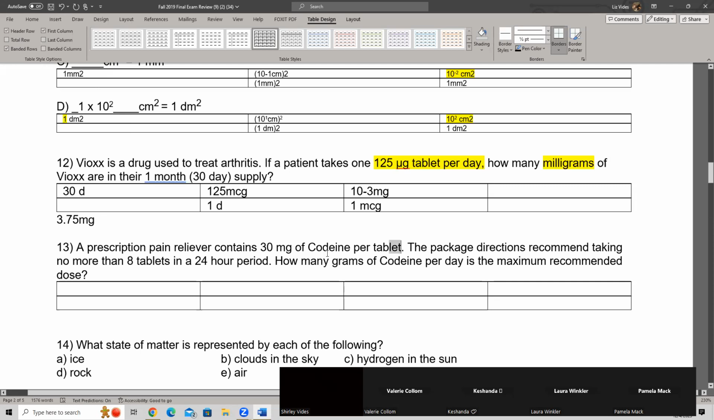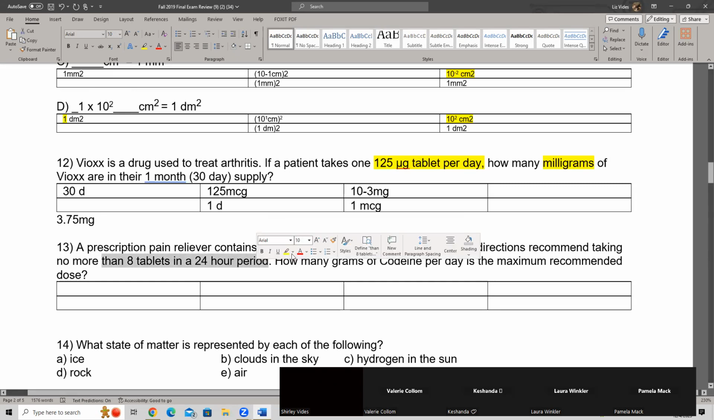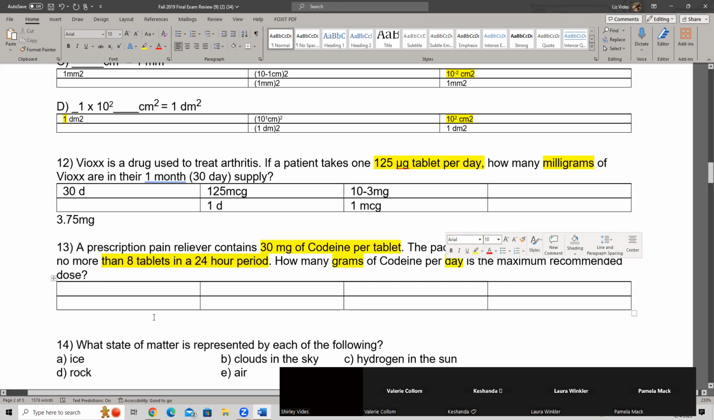Okay, so here's an internal conversion right here. See, they're telling you the package directions recommend taking no more than 8 tablets in 24 hours. You see that? How many grams of codeine is the maximum recommended dose per day? That's the question. All right, so we've got to convert mg to g.